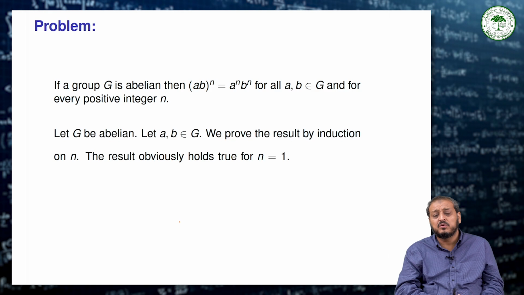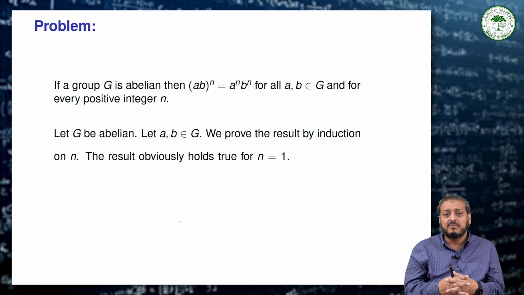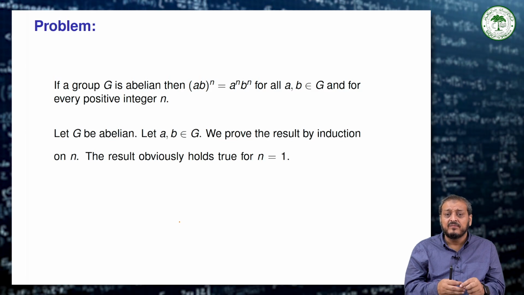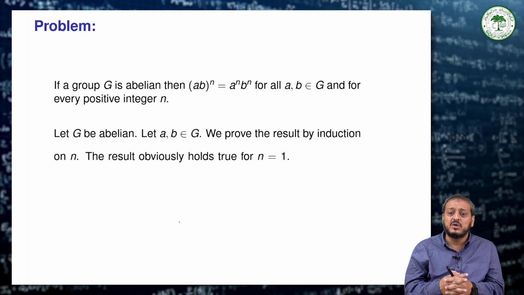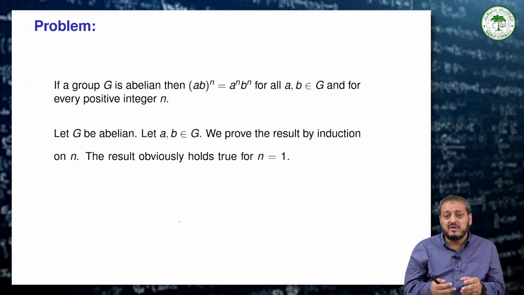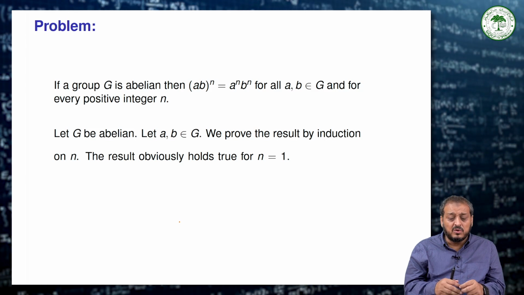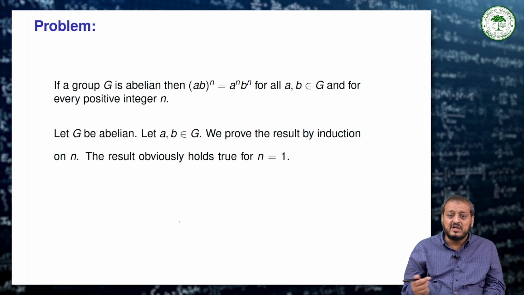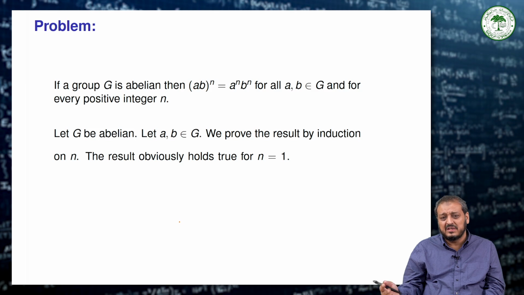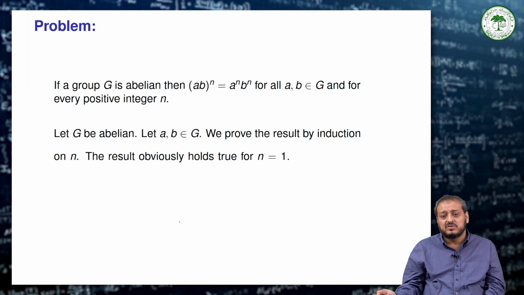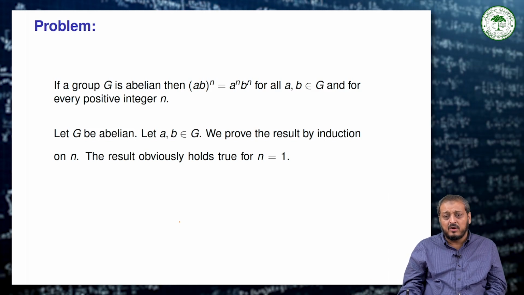Let G be a group, so we take any two elements a, b belonging to G. We prove the result by using induction. So the result is obviously true for n equal to 1. If ab to the power n is a to the power n and b to the power n, then we can say that the result holds, and ab is equal to ba. So we can say that G is abelian, as given. So this is simple, not a problem with this.